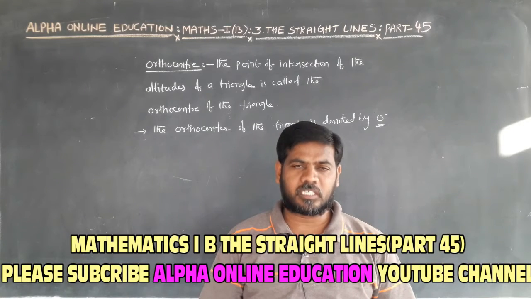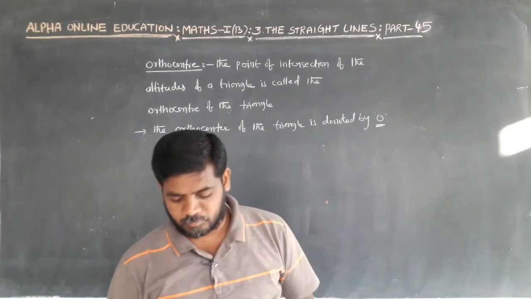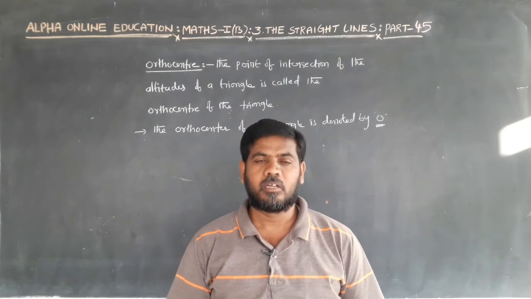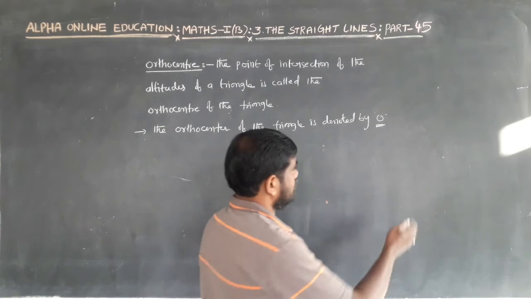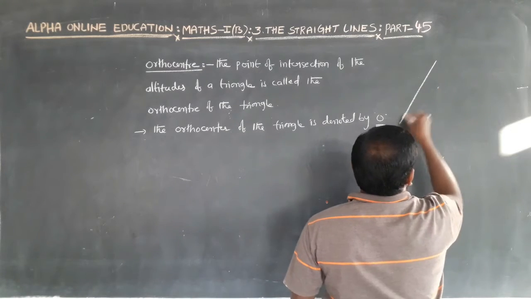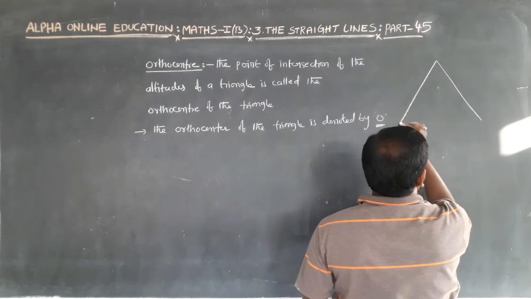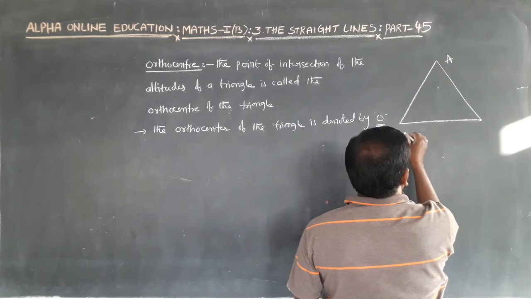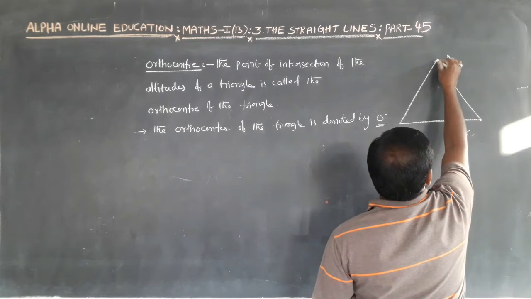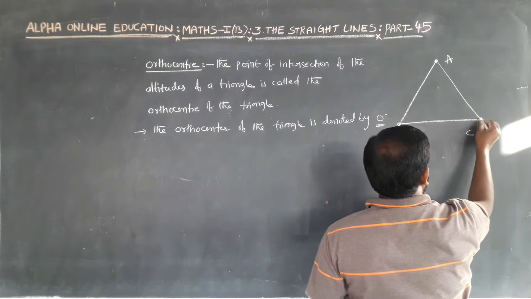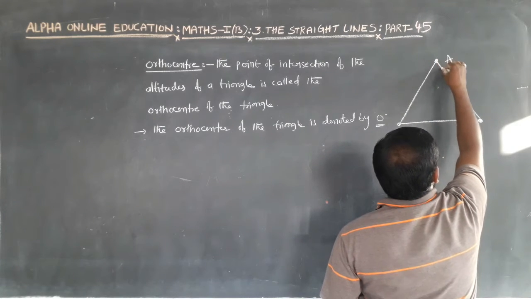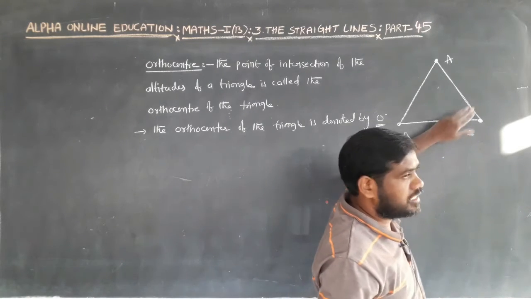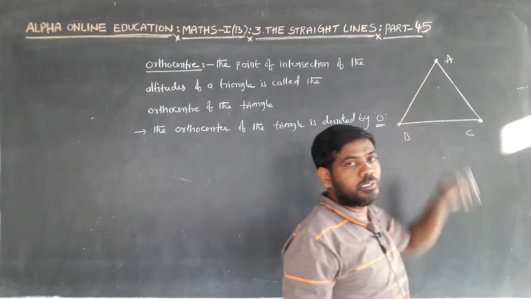Orthocenter of the triangle. Mathematics 1B, third chapter, the straight line, most important concept, orthocenter. This is the triangle ABC. Here A, B, C are vertices of a triangle and BC, AC and AB are the sides.